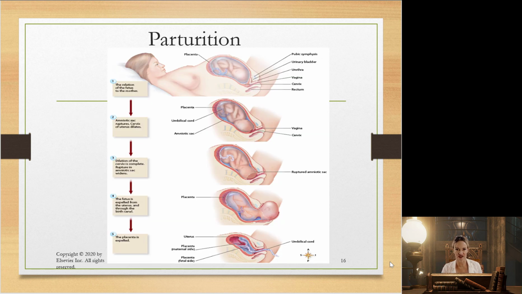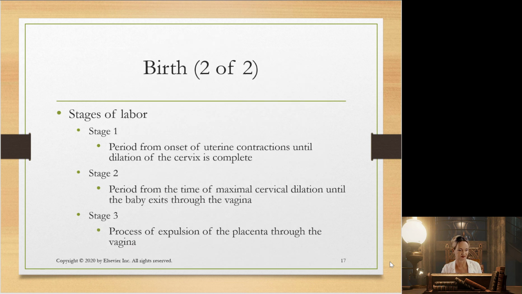So this shows the labor, and you can see how the baby is turned and head down, the spine's away from the mother's spine. So then the amniotic sac ruptures, the cervix of the uterus dilates. Dilation of the cervix is complete. Rupture in the amniotic sac widens. The fetus is expelled from the uterus and through the birth canal, and the placenta is expelled.